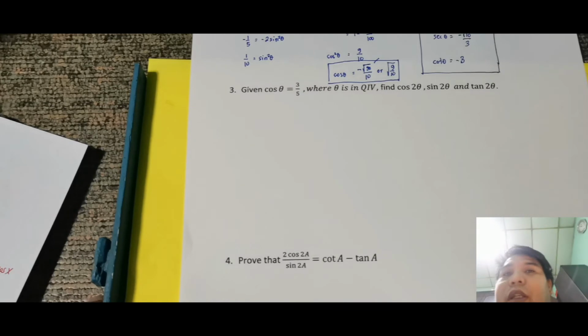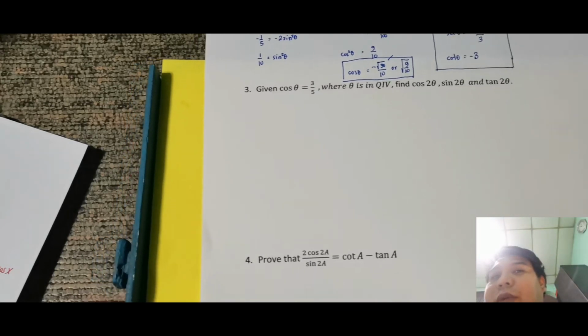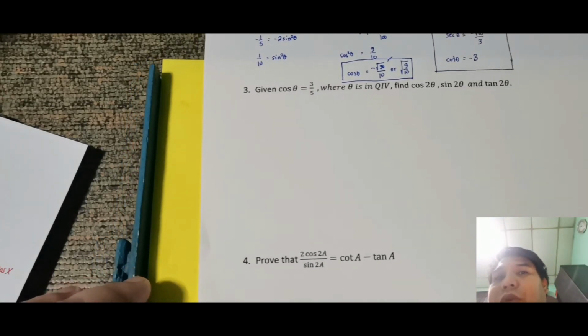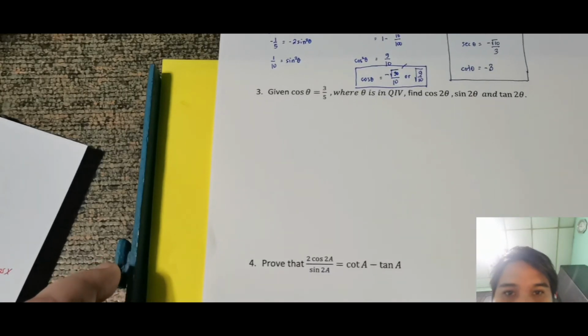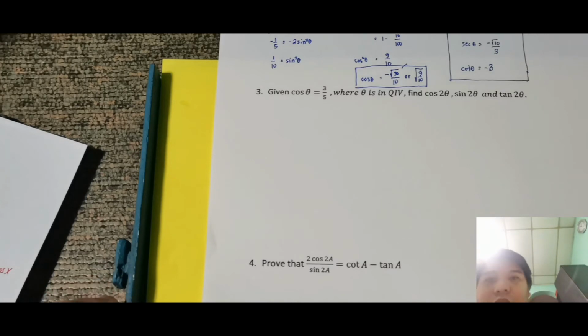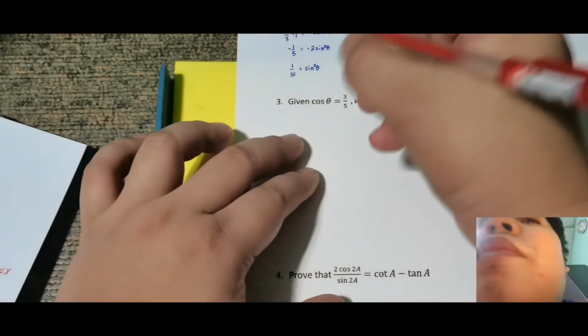Okay, next is given cosine theta is equal to 3 over 5 where theta is in quadrant 4, find the cosine 2 theta, sine 2 theta, and tangent 2 theta. So given lang yung cosine. So obviously kailangan talaga natin dito literal ng sine theta. Tama. So since identity tayo, gagamitin ko na lang yung identities na cosine squared is equal to 1 minus sine squared is equal to 1 minus cosine squared para mahanap yung sine theta. Kasi kailangan din natin ng tangent para mahanap ko lahat. Okay, so unahin ko muna yun.